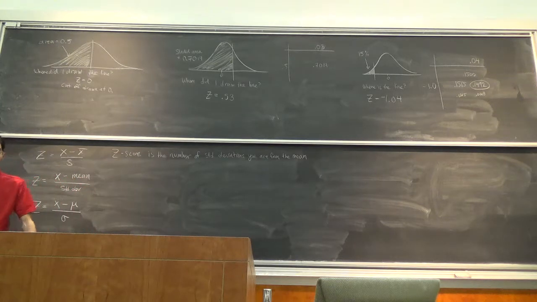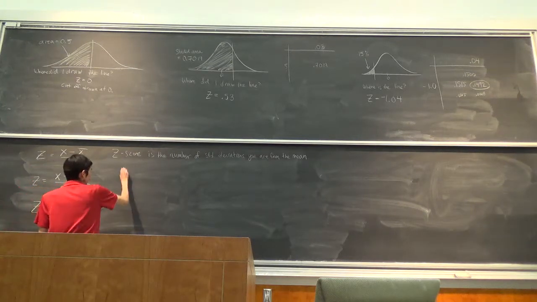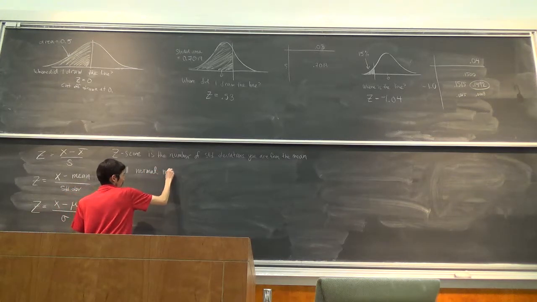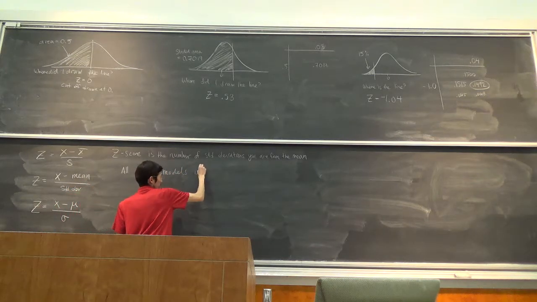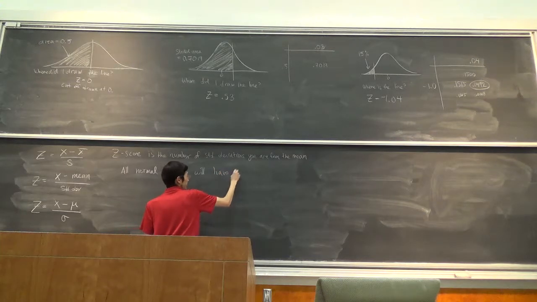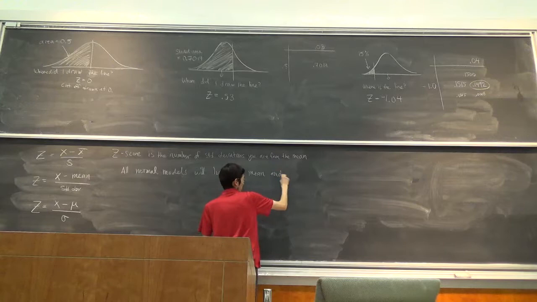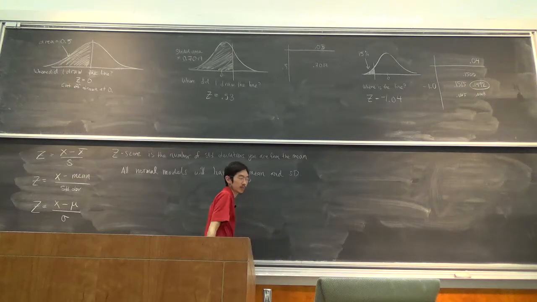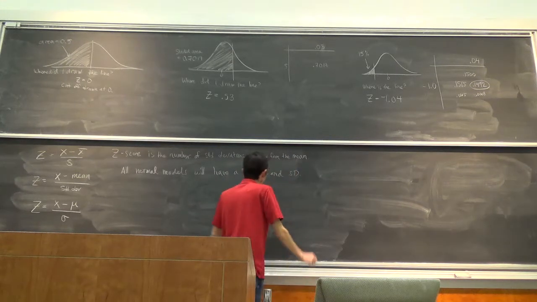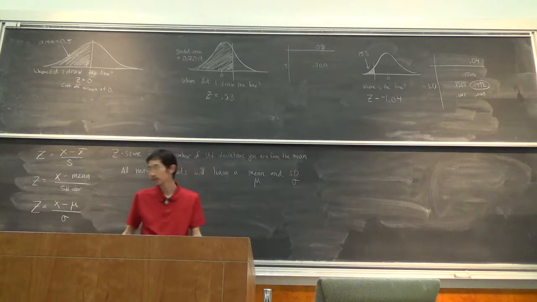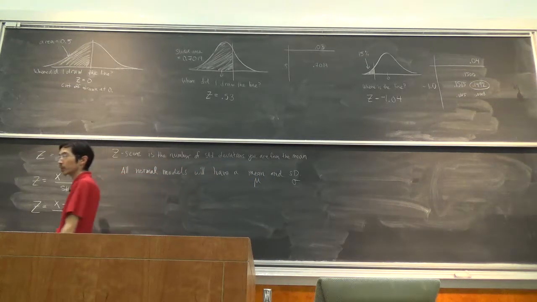So all normal models will have a mean and a standard deviation. The mean is mu, and the standard deviation is sigma. So it's the same: x minus the mean over the standard deviation, x minus mu over sigma. Same thing.